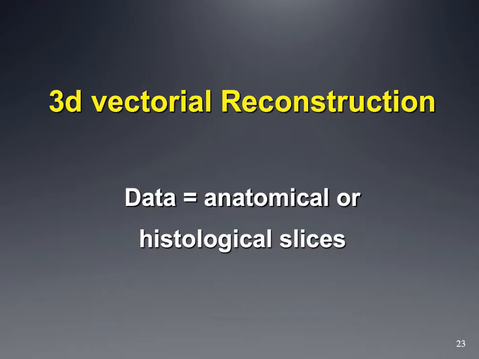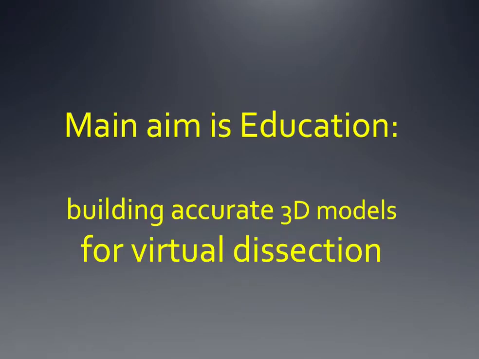So the second kind of data is 3D vectorial reconstruction. It is coming mainly from anatomical or histological slices. So it's not digital data. The main aim of those is education, and the objective is to build accurate 3D models to be used for virtual dissection.